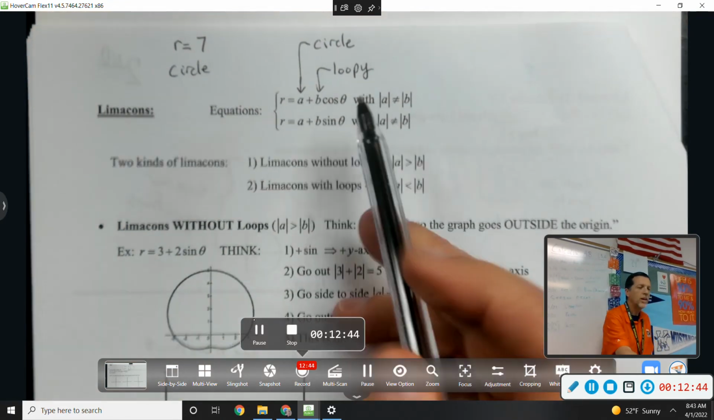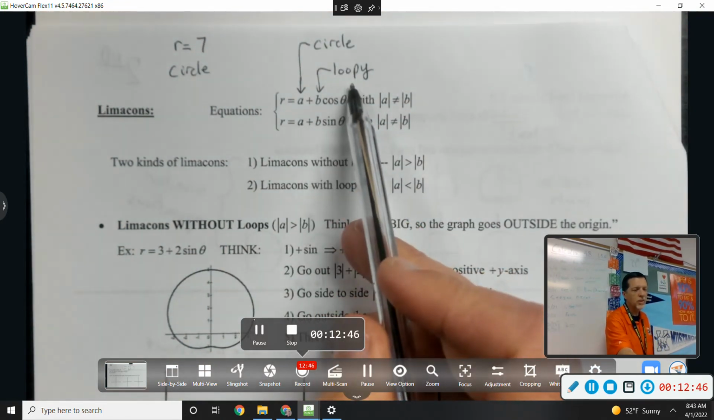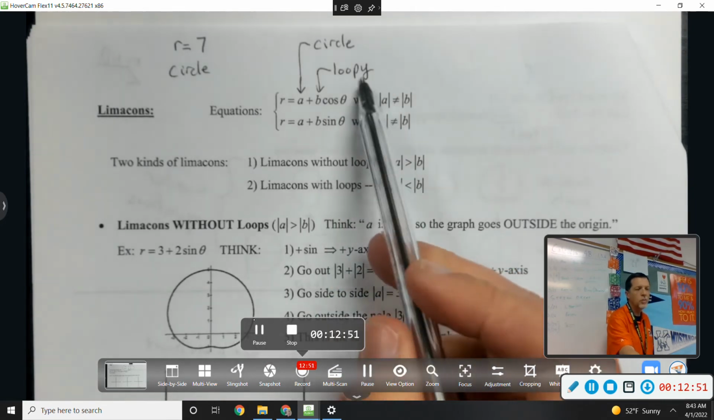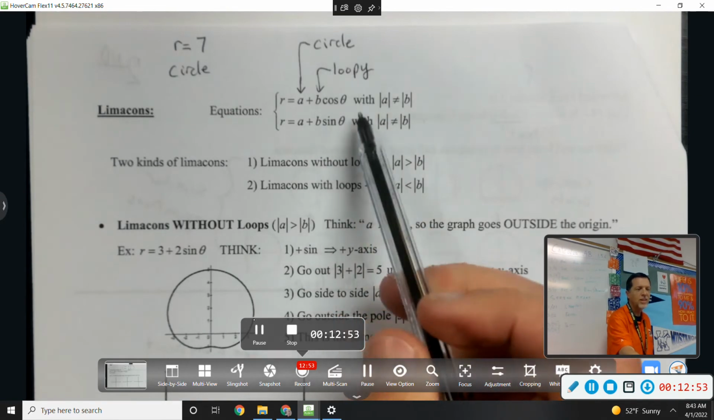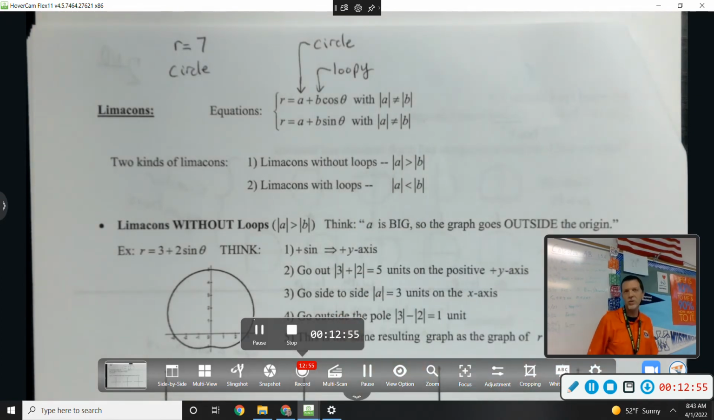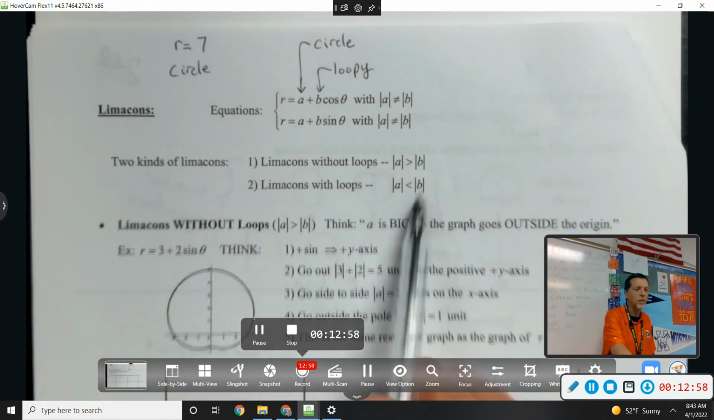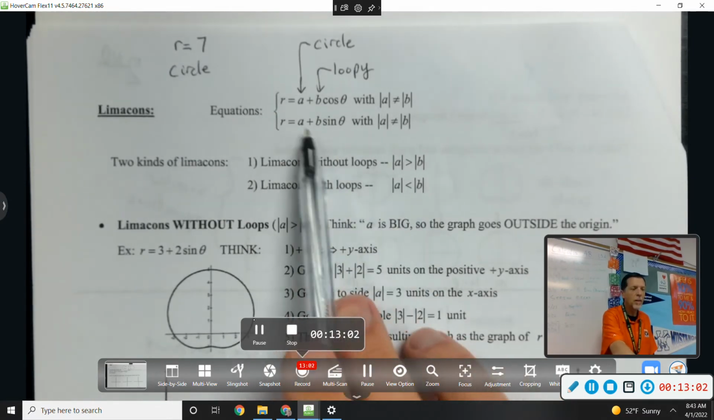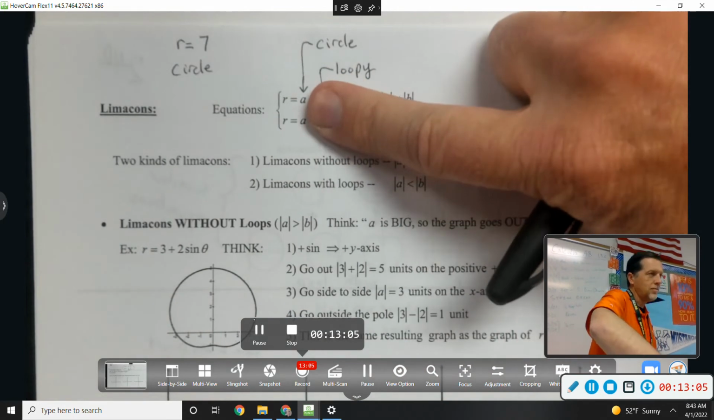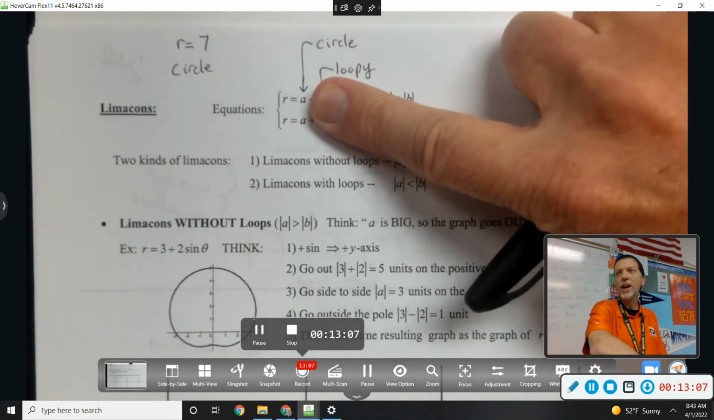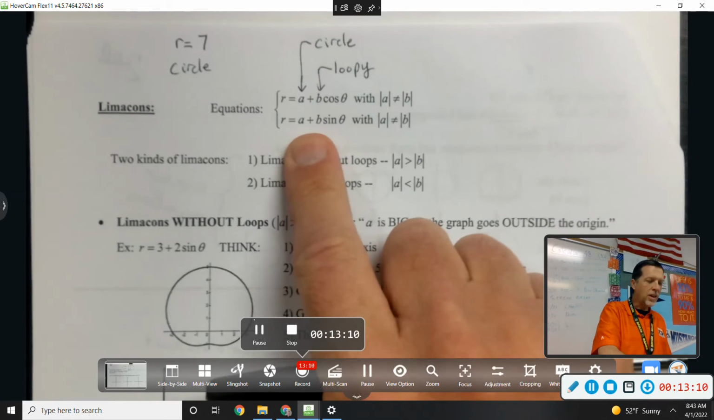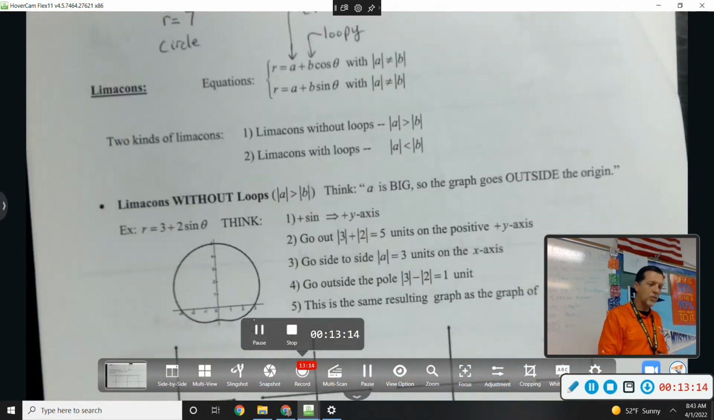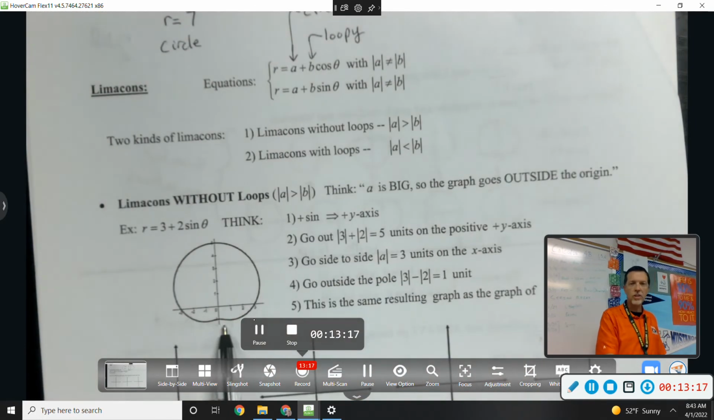And so if the circle number is bigger than the loopy number, then it's more like a circle and it's no loop. If the loopy number is bigger than the circle number, then the loopy number takes over and you get a loop. To me, that's easier to remember than who's A and who's B and greater than and less than. Just R equals A is a circle, so A is the one that's trying to make it a circle. B is the one that's trying to make it a loop. And so they're having this fight, and if A is bigger than B, then it's more circular.